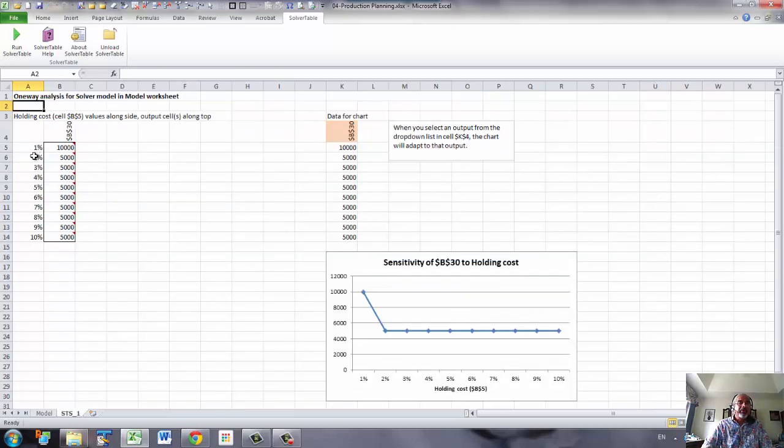Now you see for different holding costs, okay, what will be the maximum level of inventory. So at 1% holding cost, we hit the maximum storage limit of 10,000. But if holding cost goes up to 2% and more, the maximum level of inventory we reach is only 5,000 units.